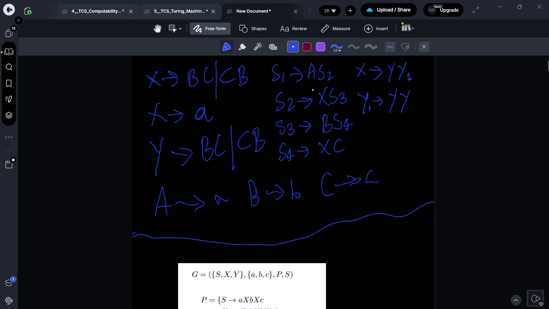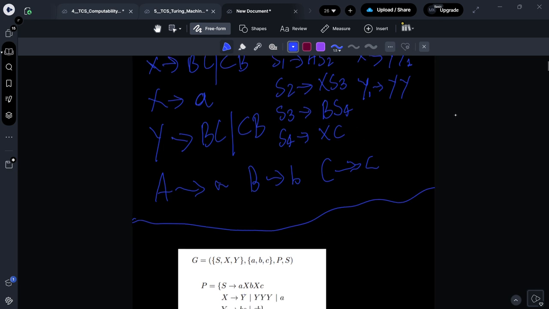For example, we say s1 goes to a, s2, and s2 will go to the remaining thing, x and b, x3 and b, and s4 and x and c. So it's pretty much common. For triple y, we can also do it that x was going to y, we can say x goes to 1y and y1, and y1 goes to y.